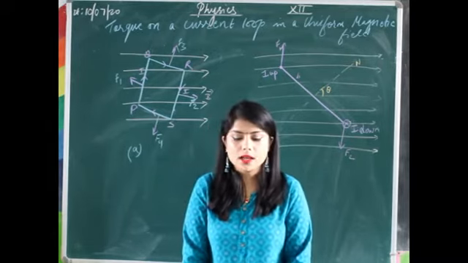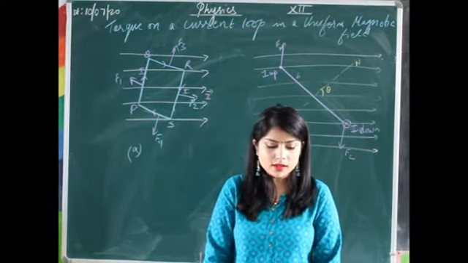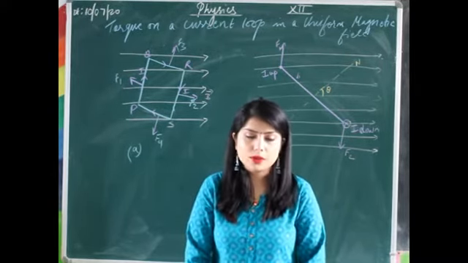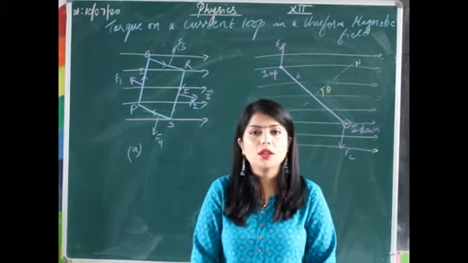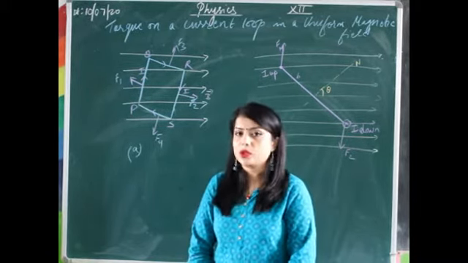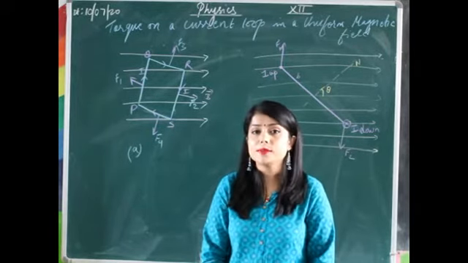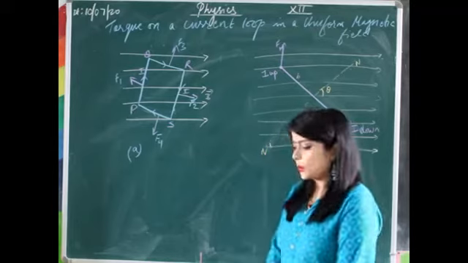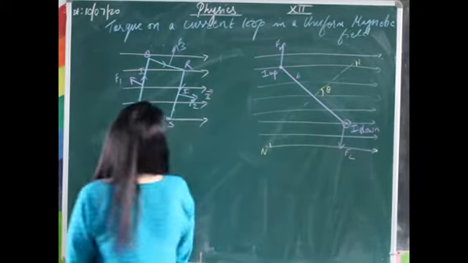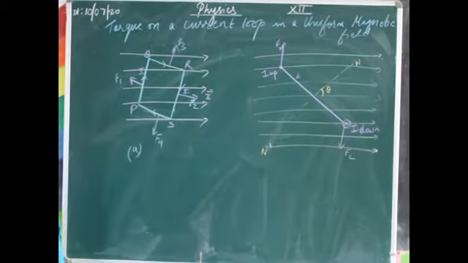In today's class, we'll start a new chapter, that is torque on the current carrying loop or moving coil galvanometer. In this chapter, we'll study the mechanism of how a galvanometer works and how it is made. In the first topic, we'll discuss the torque on a circular loop in a uniform magnetic field.